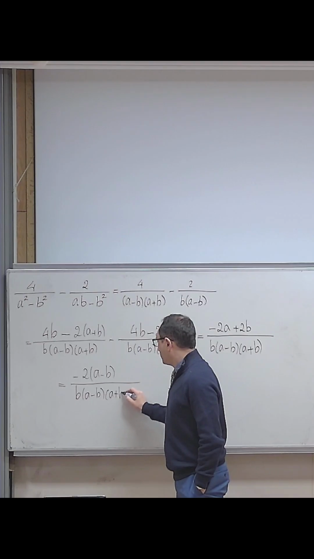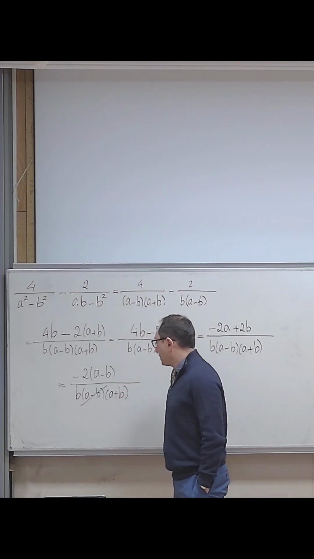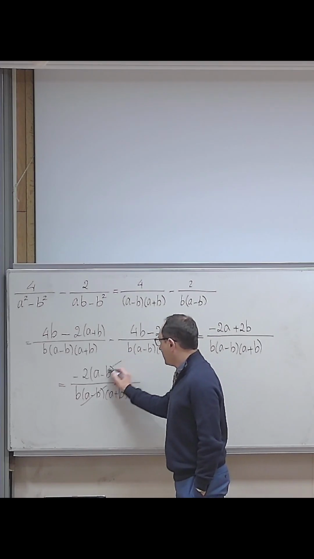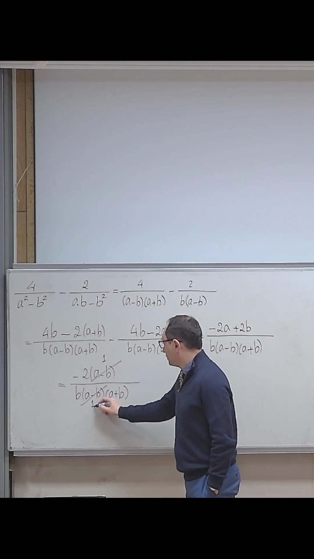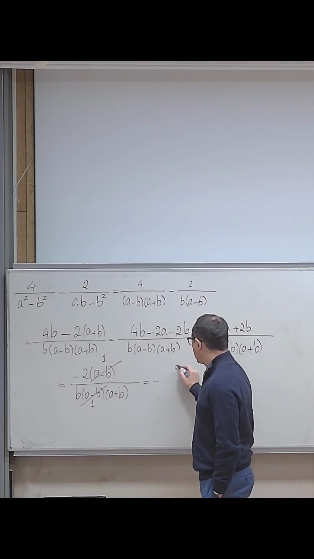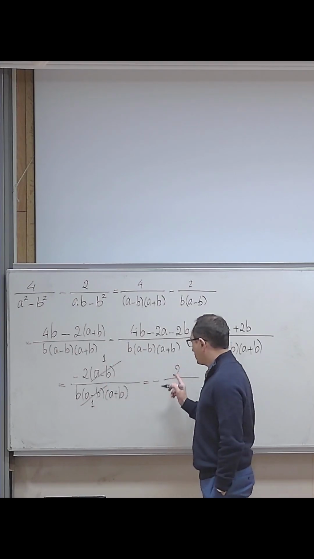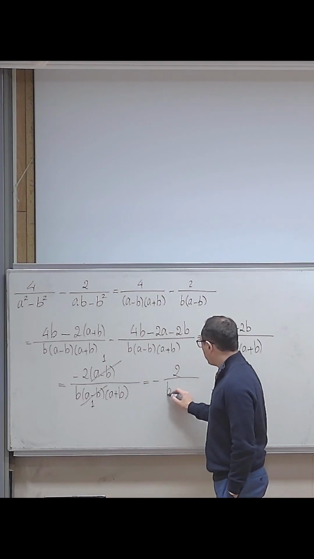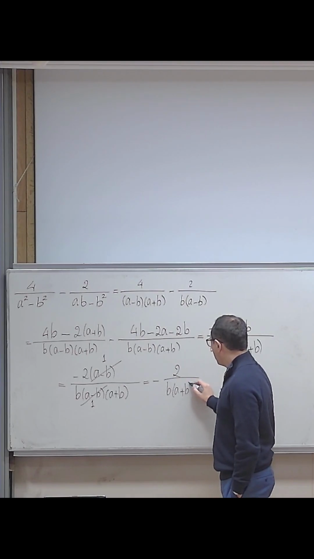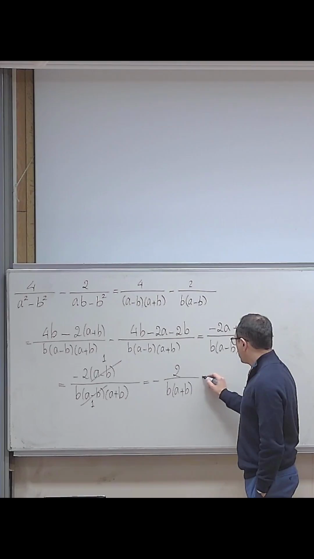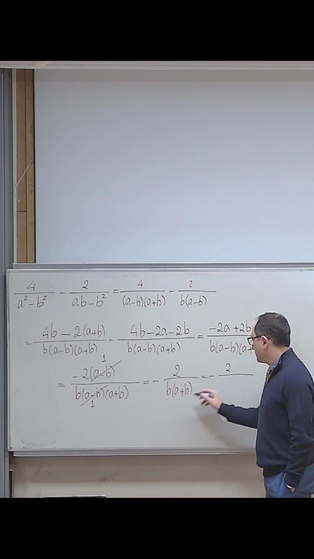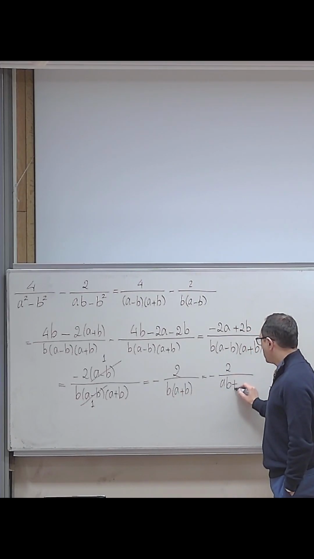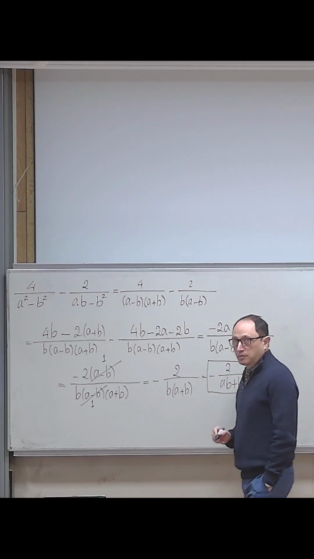And now what happens? This a minus b is a factor of the denominator and a factor of the numerator, so that can be simplified. So what is left is 1 and 1, so it becomes minus 2 over b times a plus b. You can of course stop here, but it is common that when you cannot simplify more, you multiply it back, so it becomes ab plus b squared, and that is the final answer to this problem.